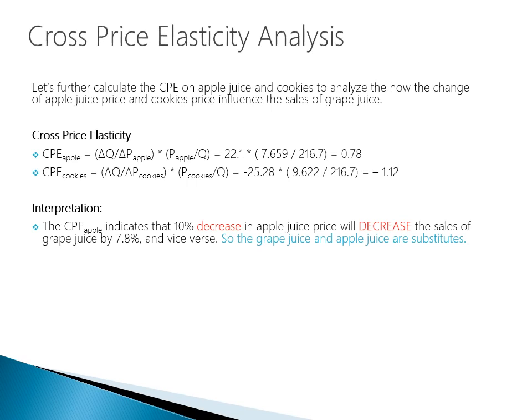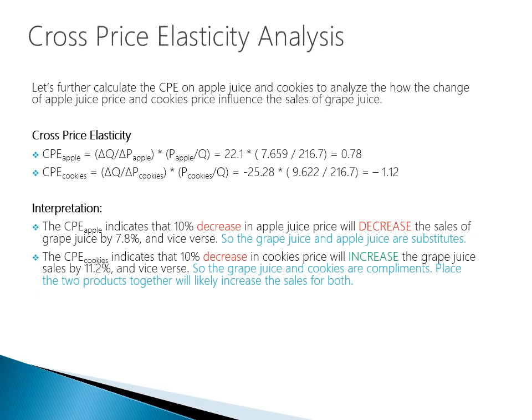And we can interpret that the cross-price elasticity for apple is that a 10% decrease in apple juice price will decrease the sales of grape juice by 7.8% and vice versa. So this is telling us in a business sense that the grape juice and apple juice are substitute products.